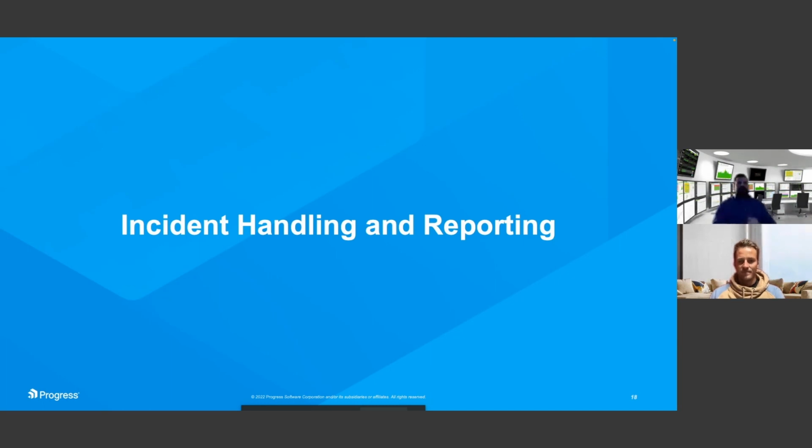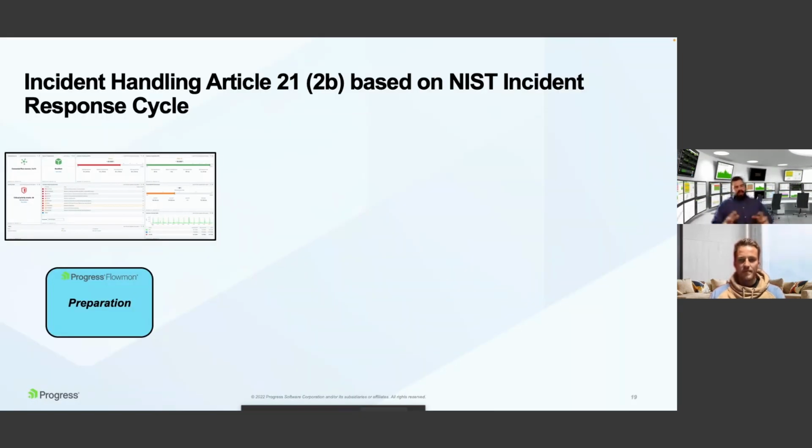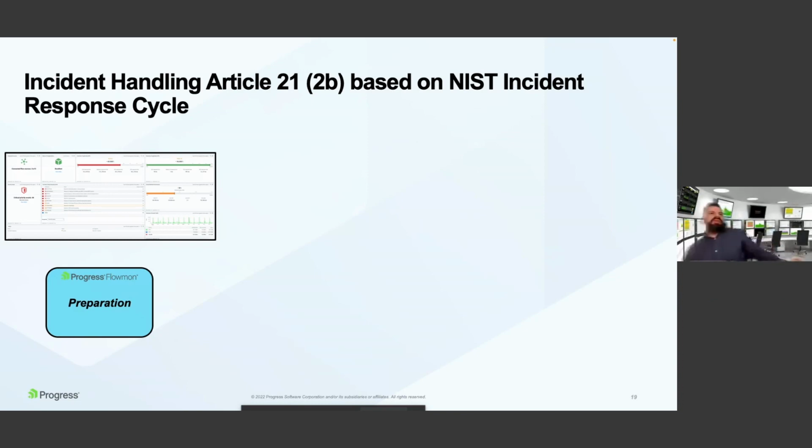We can continue with the incident handling and reporting. Okay. This is about Article 21.2b, measures, incident handling. And the best way to do it, for example, is to adopt any kind of NIST incident response cycle.